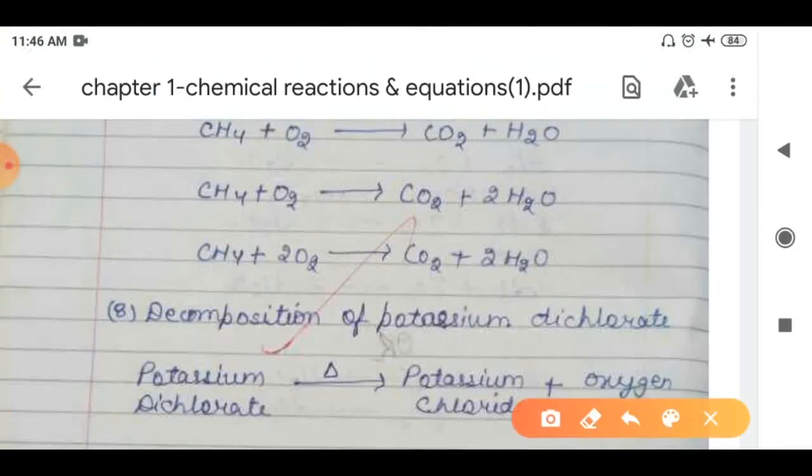So let us try to draw the table, or without table we should try. Here let us not use the table, and without table we are trying to balance it out. See, after seeing the reaction carefully, we have come to know that three elements are present in this equation. And what are those three elements? The first one is carbon, another one is hydrogen, and third one is what? Oxygen.